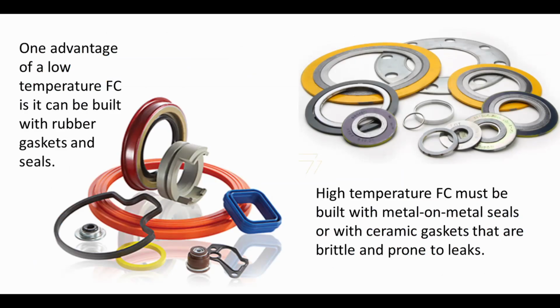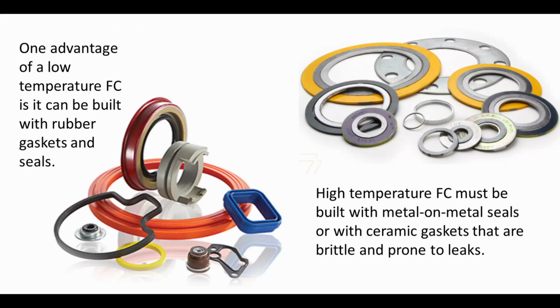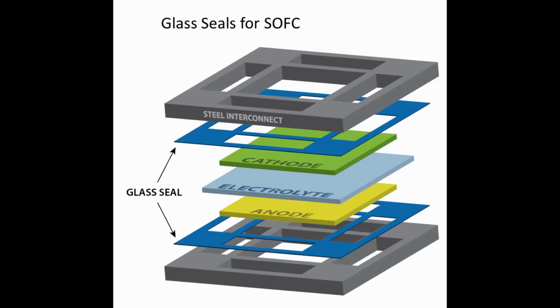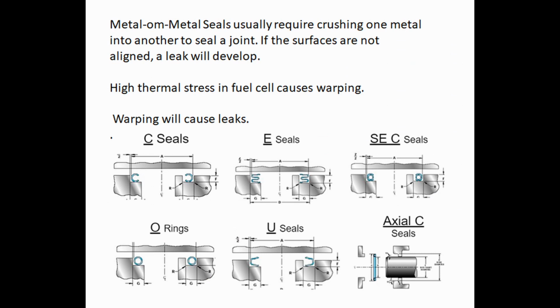Low-temperature PEM fuel cells are able to use rubber gaskets. PEM fuel cells are currently being used to power automobiles and forklifts. The high-temperature SOFCs must use ceramic gaskets or metal-on-metal seals. Melted glass seals have been tried on SOFCs. Glass seals and ceramic gaskets are brittle and subject to cracking. Metal-on-metal seals can warp and leak.